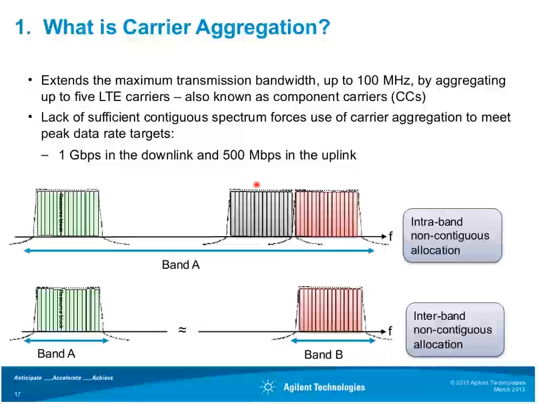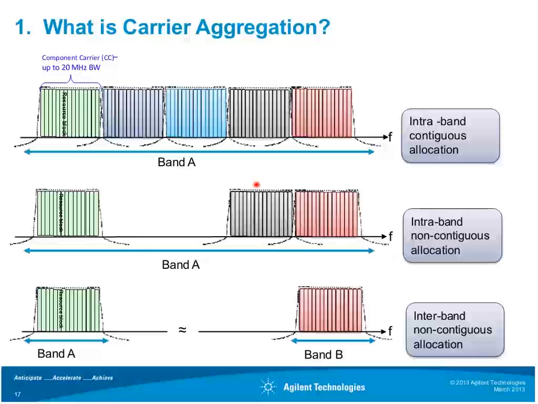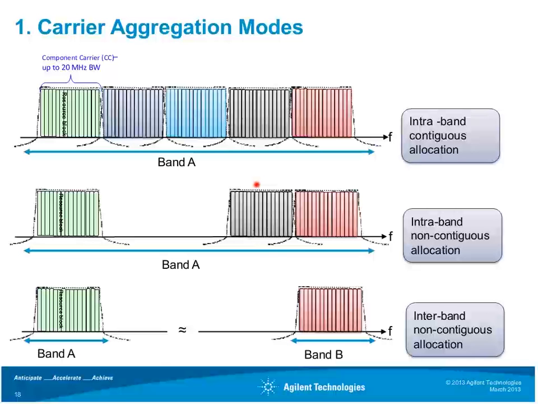There are 3 aggregation scenarios possible depending on the spectrum availability of the operators. As seen on this slide, aggregated component carriers can be contiguous or non-contiguous, both within a single frequency band or 2 different frequency bands. The top image shows a single band, or intra-band contiguous carrier aggregation, with 5 20 megahertz component carriers. This is a less likely scenario given frequency allocations today. According to research done by Ericsson, 90% of all contiguous spectrum is less than 15 megahertz.